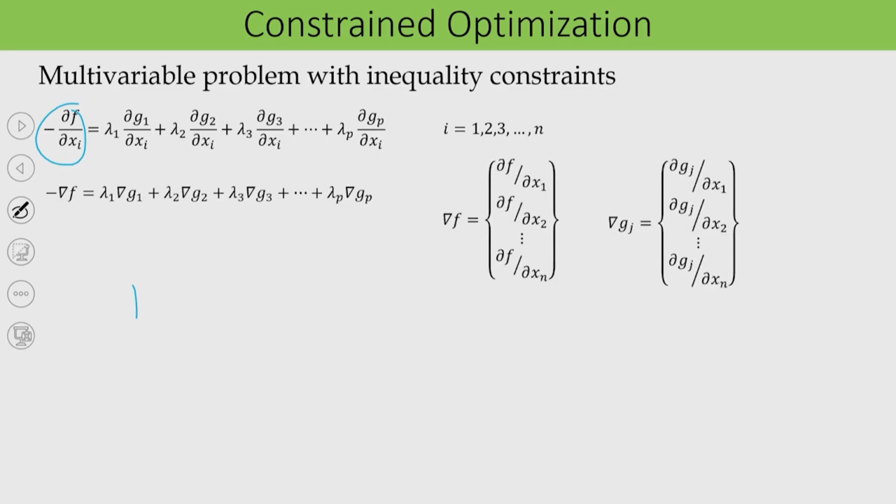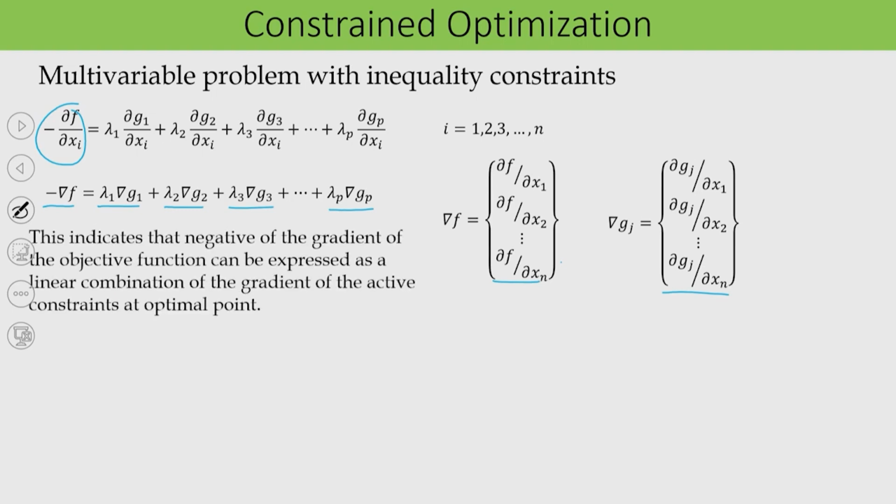So, in that case what I am getting now is minus del f, which is equal to lambda 1 del g 1 plus lambda 2 del g 2 plus lambda 3 del g 3 plus up to lambda p del g p. Del f I have defined here, and del g I have defined. So, now what does it mean basically?